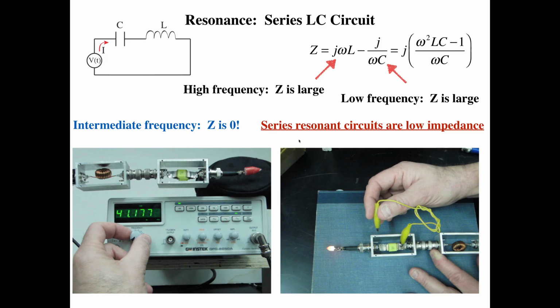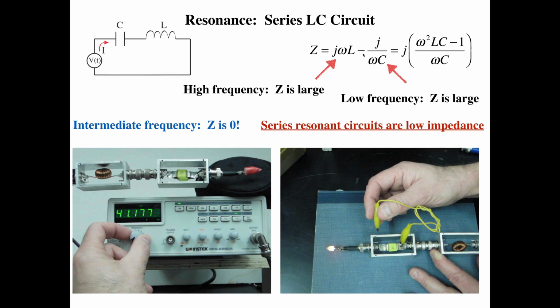Now let's make some circuits. The first circuit we'll make is a series LC circuit. So we have a capacitor and an inductor in series. The net impedance of a series circuit is just the sum of the impedances. So there's the impedance of the inductor, there's the impedance of the capacitor.